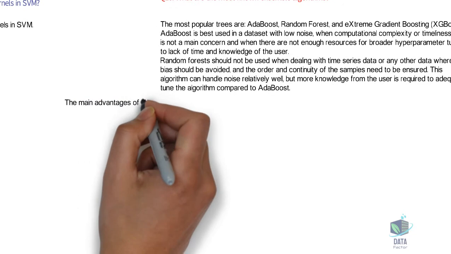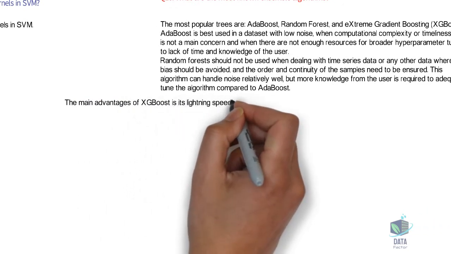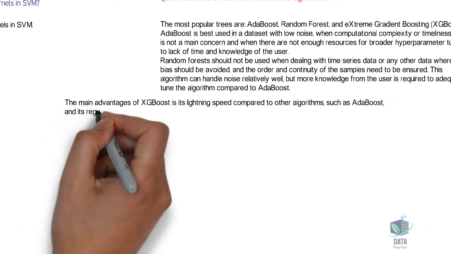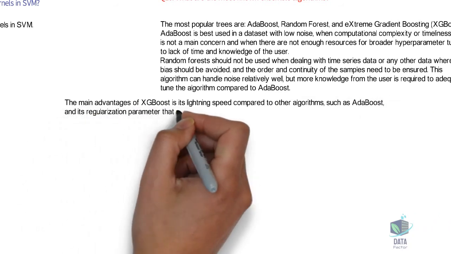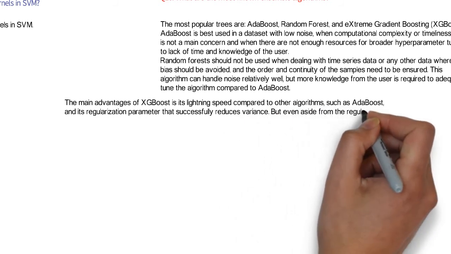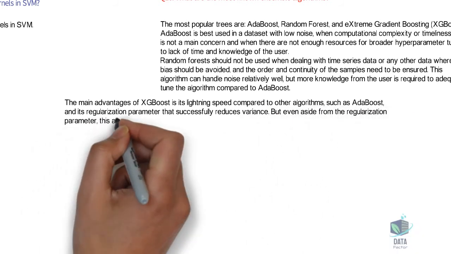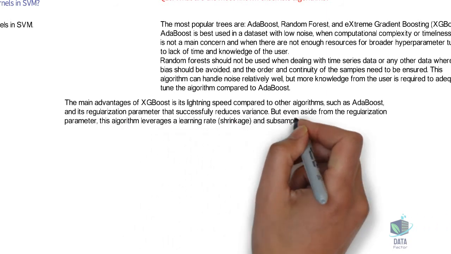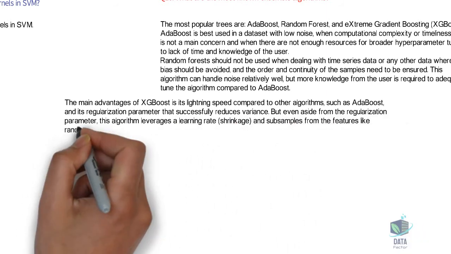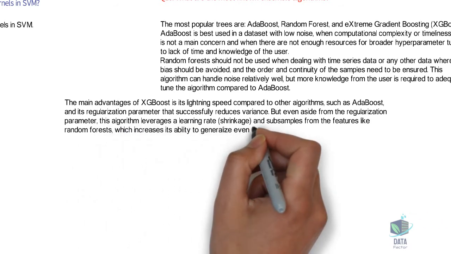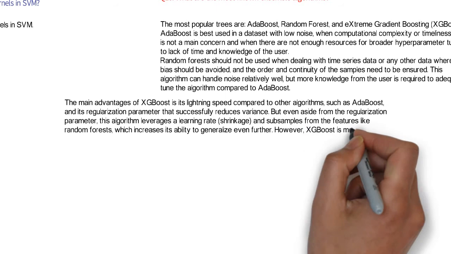compared to AdaBoost. The main advantages of XGBoost is its lightning speed compared to other algorithms, such as AdaBoost, and its regularization parameter that successfully reduces variance. But even aside from the regularization parameter, this algorithm leverages a learning rate, shrinkage, and subsamples from the features like random forests, which increases its ability to generalize even further.